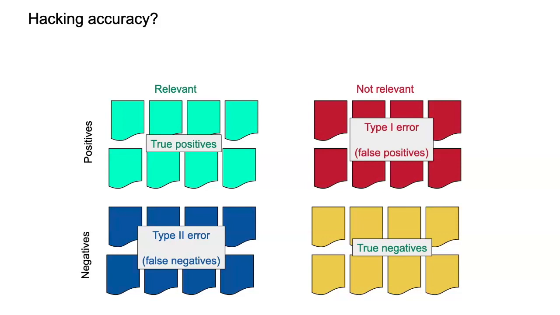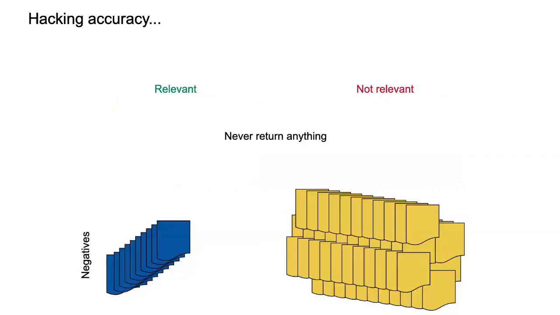Well, technically, it's not foolproof, but basically, you can hack accuracy by never returning anything. Just enter a query, results, nothing. That's as lazy as it gets, right? This is super easy to implement. But you need to understand why it works, because that wouldn't work on any structure here.